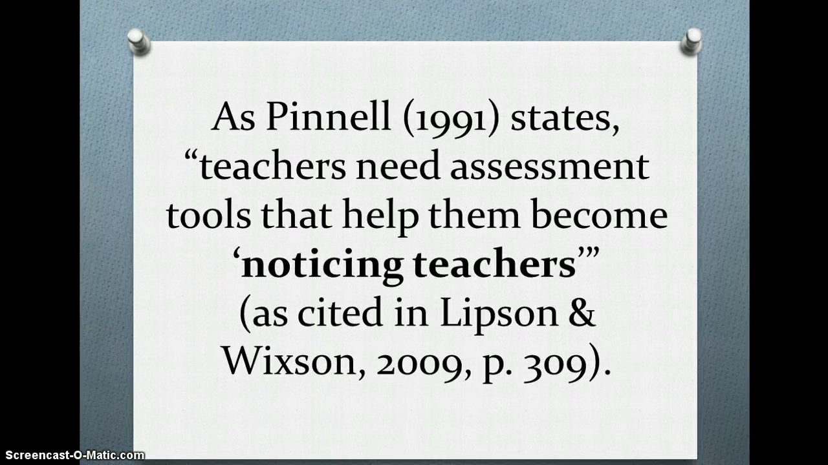All right, as Pinnell states, teachers need assessment tools that help them become noticing teachers, and that's cited in your course textbook. And noticing requires that teachers actually engage in careful observations of reading and writing as they occur in their own classrooms, but then also paying attention to the importance and significance of what they note. And so, like I was saying, even casual conversations can be an assessment as long as you're being a noticing teacher and you're paying attention to what you are observing and thinking about the significance or the importance of what you are noticing.